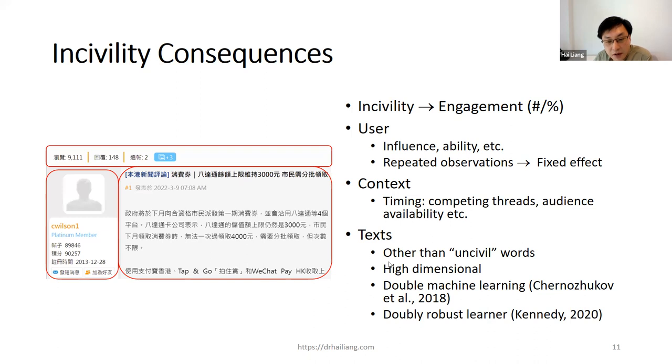There are several problems with this. First, the text can be represented as a document term matrix, and as I just mentioned, this is high dimensional. Maybe your document term matrix will have at least several thousand variables. You cannot just put everything in your regression model. That's where we need machine learning. Here we introduce two of them to control for text: the first is double machine learning, the second is the Robinson learner.